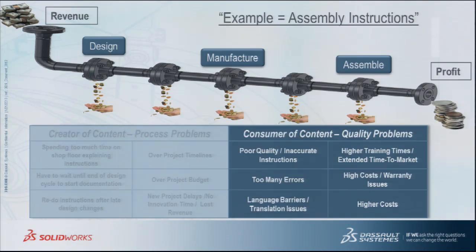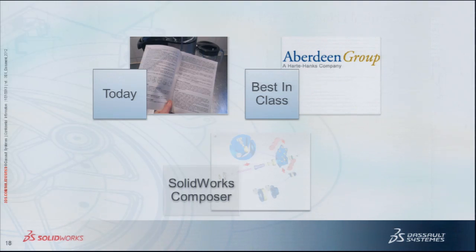And then they throw it over the wall to the guys on the shop floor who also have their own quality problems because they don't understand the instructions. They're not accurate, so a lot of errors are taking place. Training times are delayed. And again, this is just one area, right? If we go back to the previous slide, again, every department in the company has to explain processes and procedures. So what are companies, best-in-class companies, doing to solve these problems?